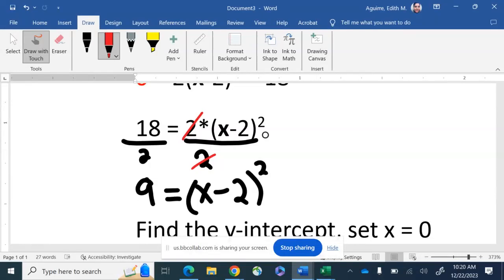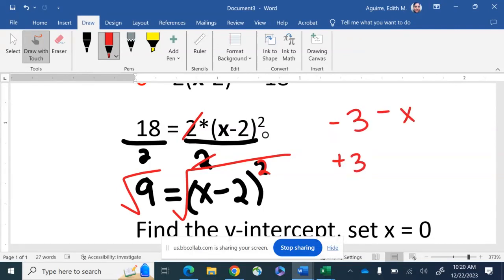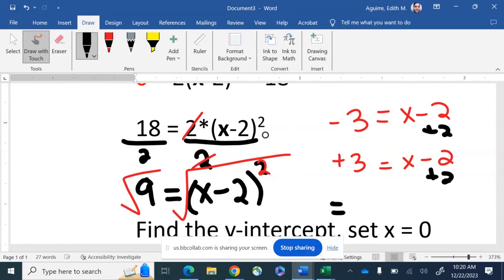Then we need to get rid of the power of 2. To undo the power of 2, I have to take the square root of both sides, and I'm going to end up with negative 3 or positive 3 equals x minus 2. We add 2 to both sides, and we're going to end up with x is equal to negative 3 plus 2, which is negative 1. And the other answer is 3 plus 2, which is equal to 5.